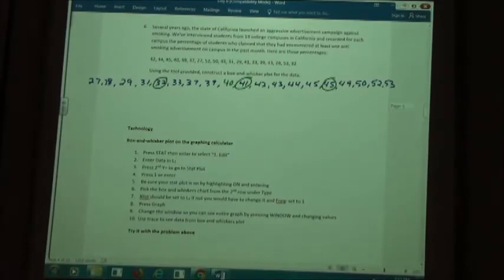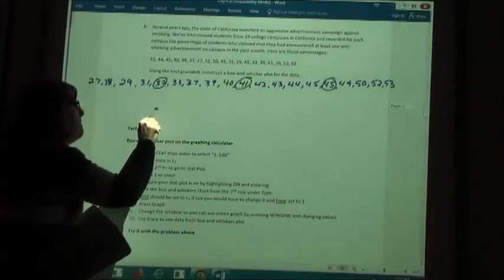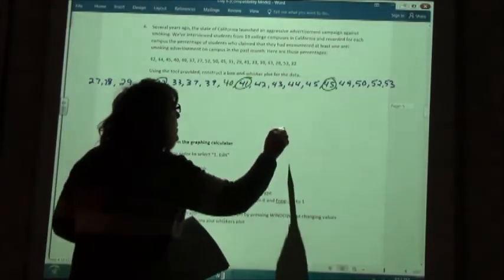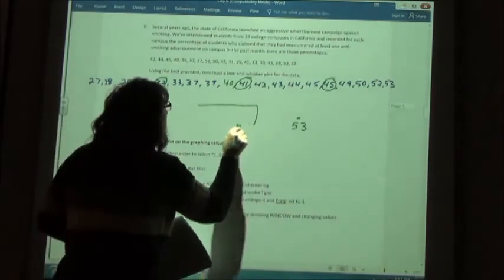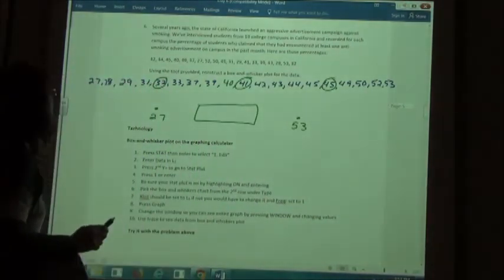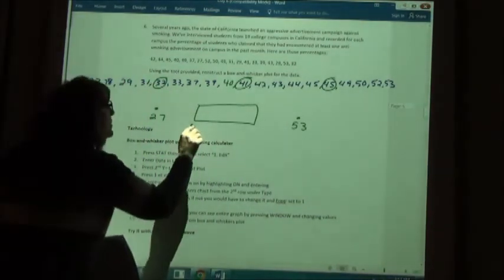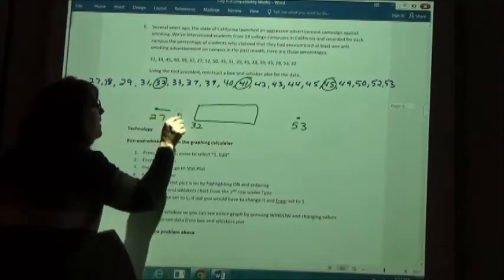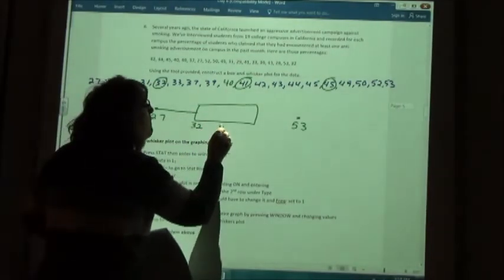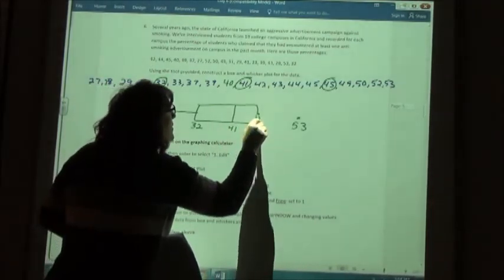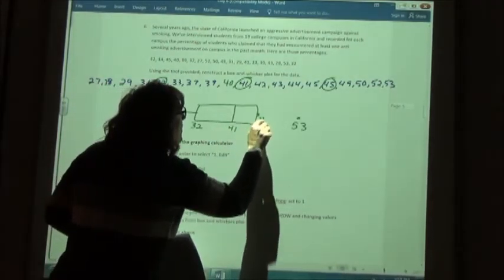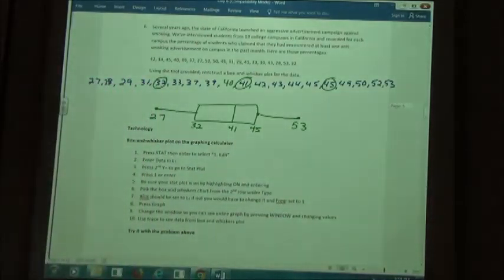So my starting number is going to be my 27. My ending number is going to be my 53. My box is going to be somewhere in the middle of that. My first quartile starts at 32. My median is at 41. And my next quartile is at 45. And see, if I drew my 41 closer to my 45, then it would look more like it should.